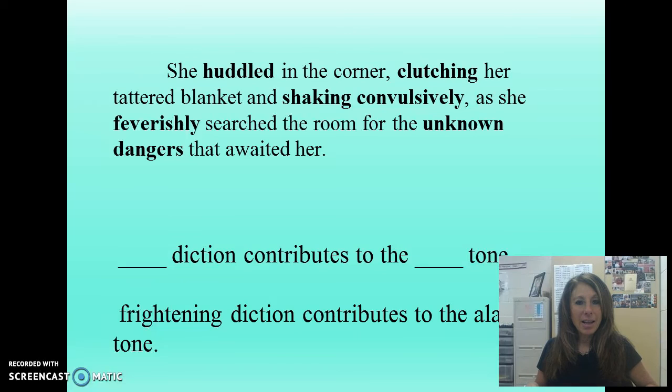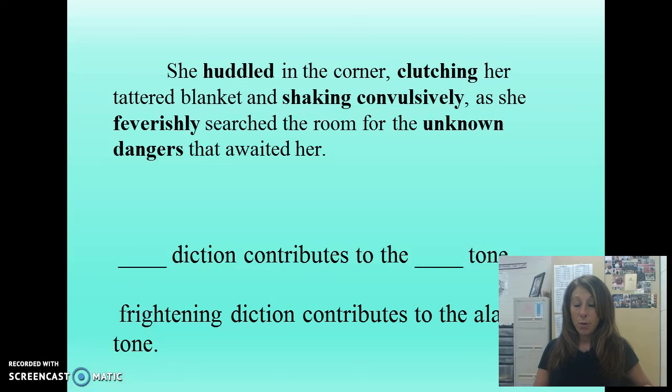So that's what you're going to do tomorrow. You're going to highlight the important words in the piece and then say what type of diction they are and how they contribute to what type of tone. And you also are going to have to identify what's the denotative meaning of words, the dictionary definition of words, and what's the connotative meaning of words. And what types of words are you finding? What types of diction are you finding in some of the passages?